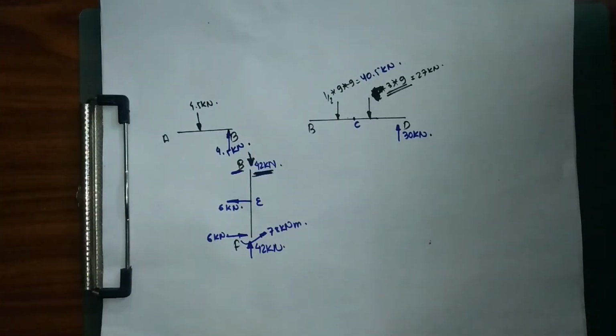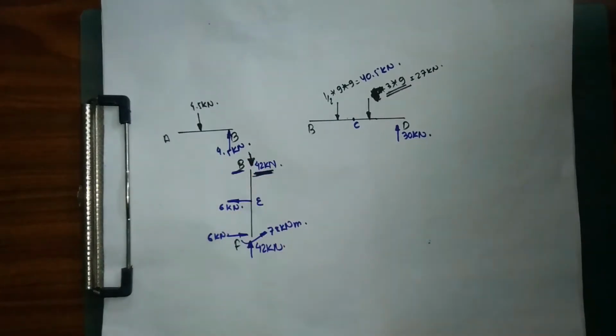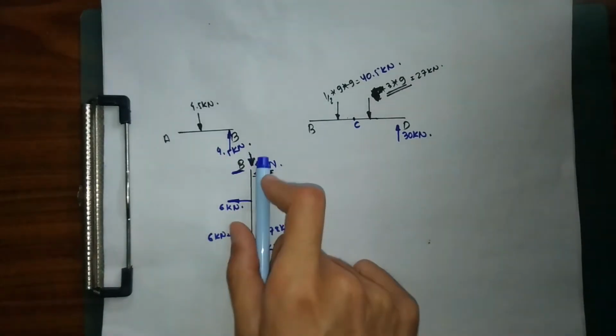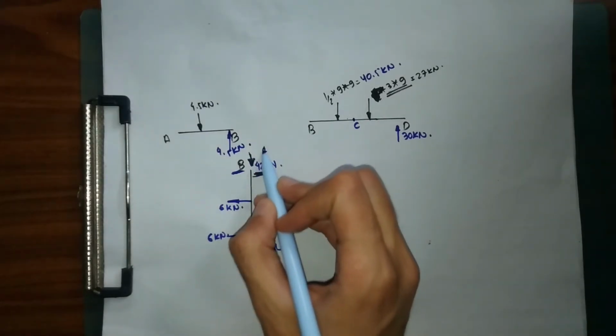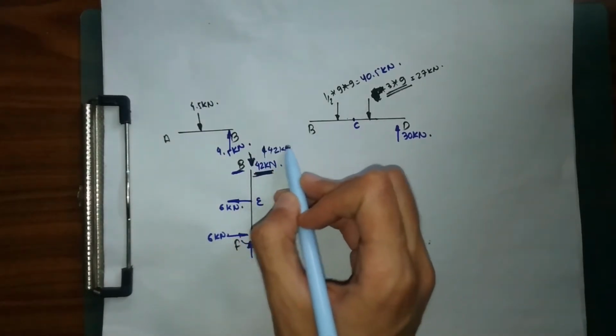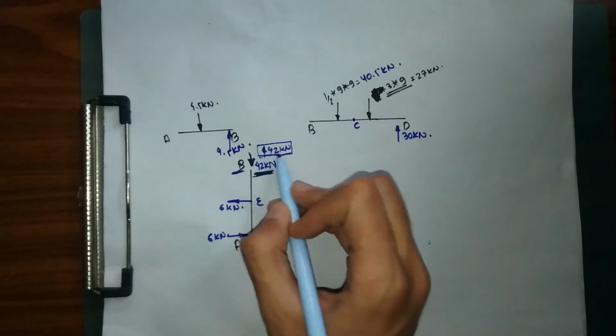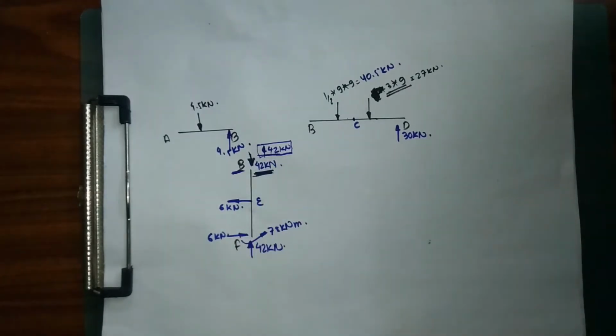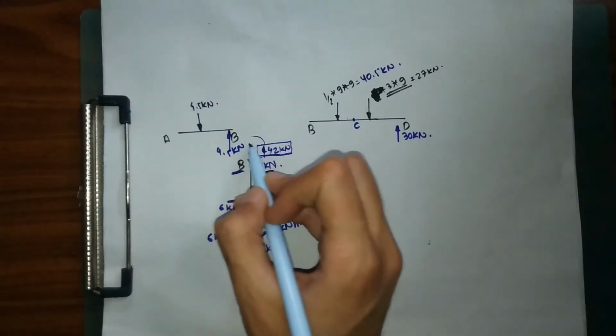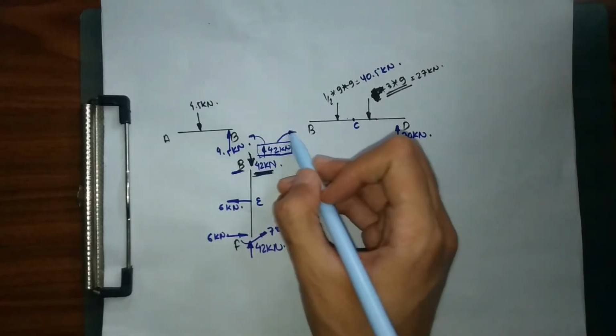As I explained in my previous videos, for member BF I have 12 kilonewton acting downward. So in order to maintain equilibrium, a force of 42 kilonewton must act upward. But this force of 42 kilonewton will get divided into two portions, for my member AB and for my member BD as well.